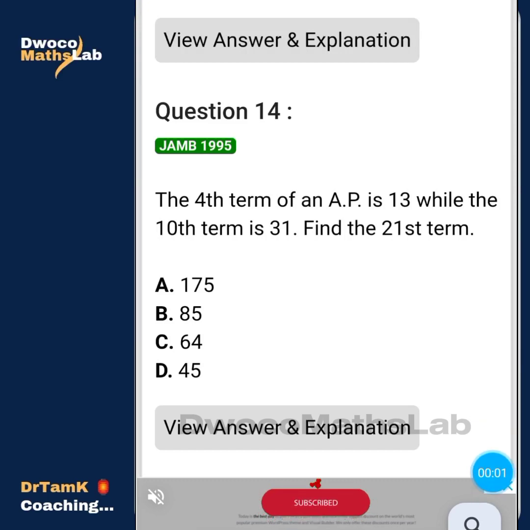All right, guys. Now, in this question, this is the second question and the last question for tonight. The fourth term of an AP is 13, while the 10th term is 31. Find the 21st term. Is it clear? So let's find that. The options are given to us.